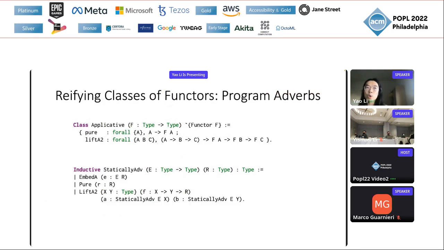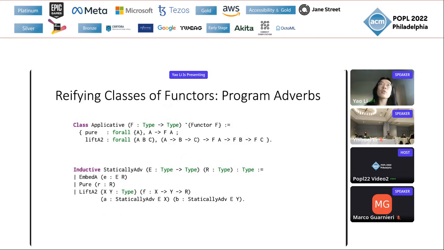Let me be more concrete by giving one example. This is an example showing that effect context can be implemented by reifying a class of functor, which I will call a program adverb, because it basically describes how the effects are connected together. The analogy is that if we consider effects as verbs in a language, then effect context is like the adverb in the language.